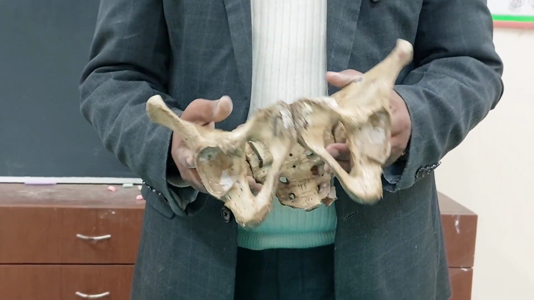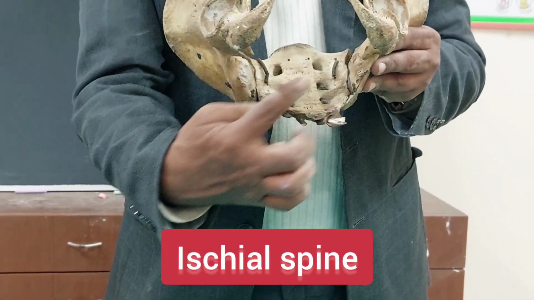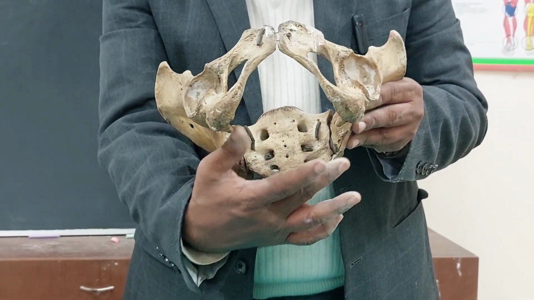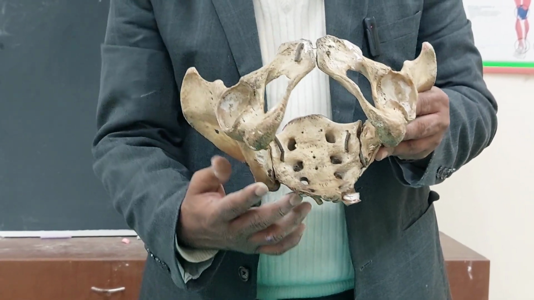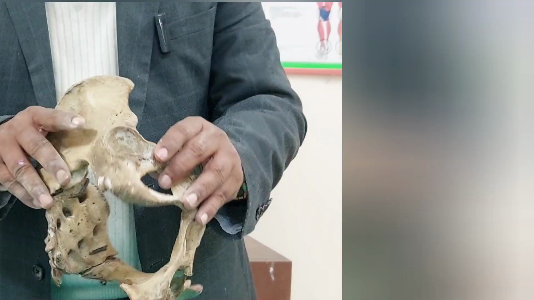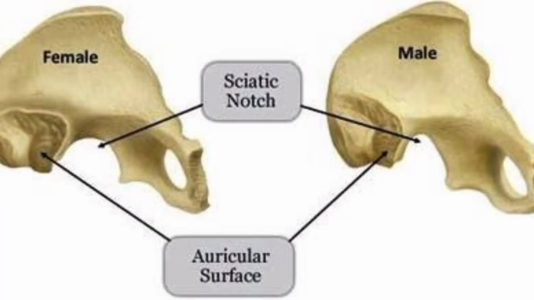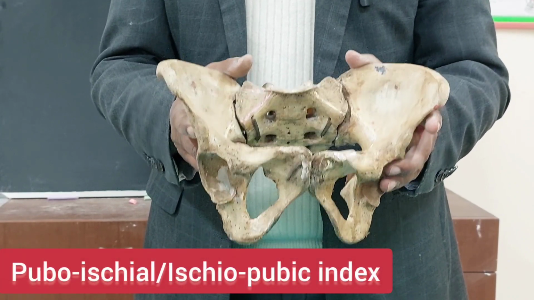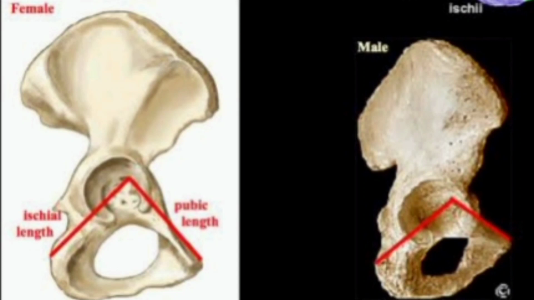Then ischial spine. This is the ischial spine of both sides. This is the ischial spine. In male, these ischial spines are closer to each other and more inturned, turning inside. And the greater sciatic notch, this one. The depth of this notch is narrow in case of male but wide in case of female. Then the puboischial index, I already told you what the puboischial index is. It is less than 90 in case of male and more than 90 in case of female.